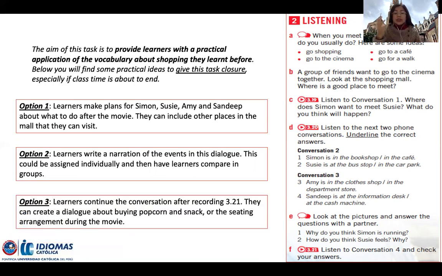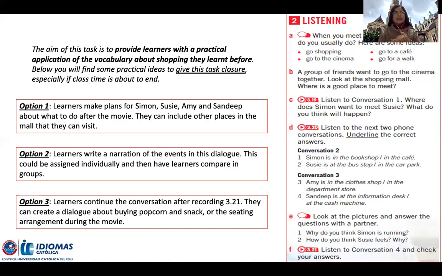Learners can continue the conversation after the recording, after the last one. And they can create a dialogue about buying popcorn and a snack, or maybe the seating arrangement during the movie. So that's another good idea with listenings and readings, to continue the conversation.